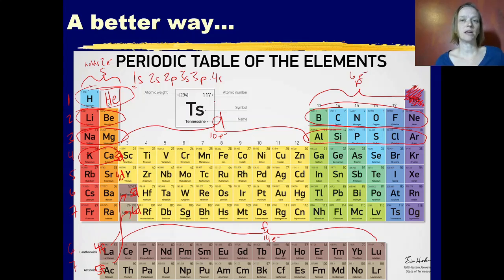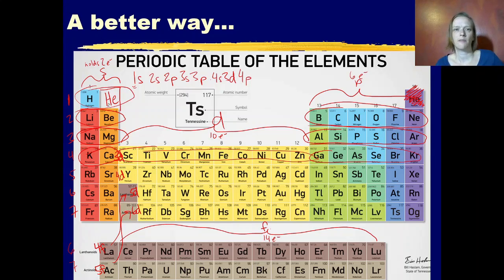So if we continue with our numbering, now that we know these rules, this will give us the correct order the same way that the diagonal rule did. So after the 4s comes the 3d, then the 4p, so this was the 3d, the 4p, then comes the 5s, then the 4d, then the 5p, then the 6s.